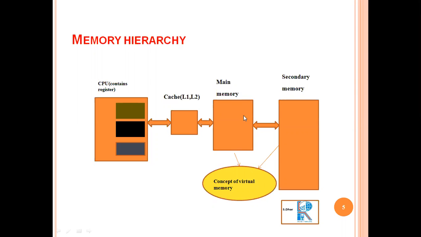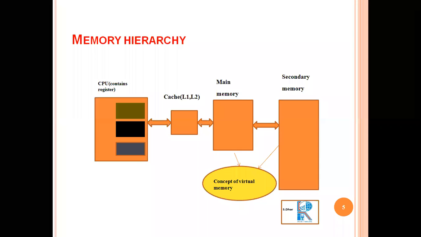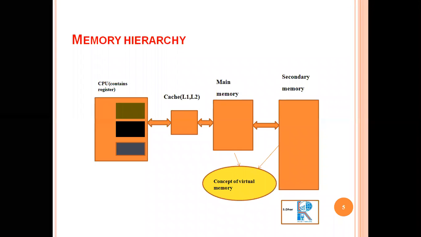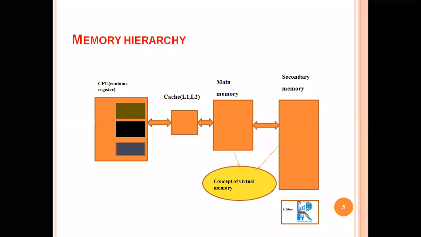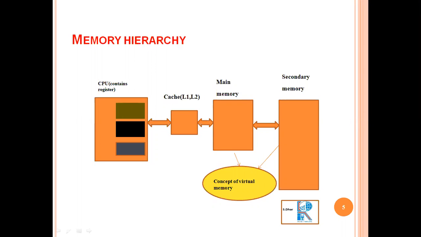Then there is another access that is called random access. What is random access? Random access is the access where the time required to access any data is independent of the position of the data. That means whatever time is required to access address location 0, the same time will be required to access address location 100. Suppose the time required to access address location 0 is 5 nanoseconds. The time required to access address location 100 will also be 5 nanoseconds. That means the time will be the same.